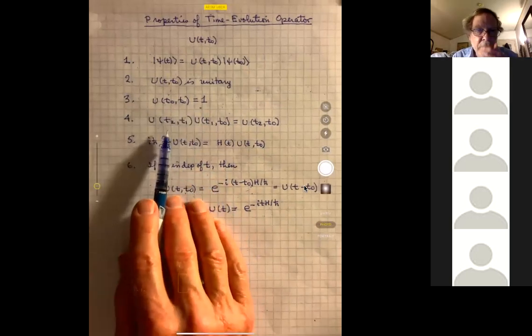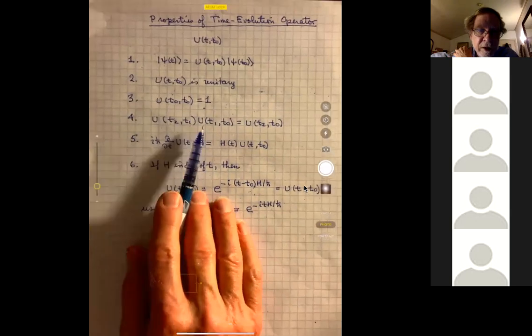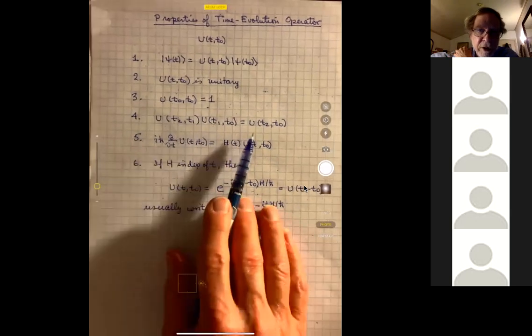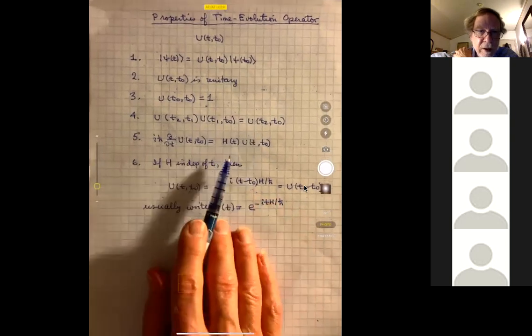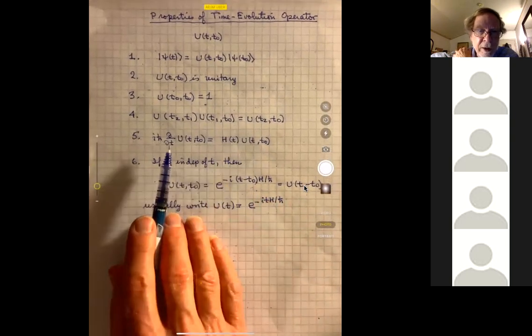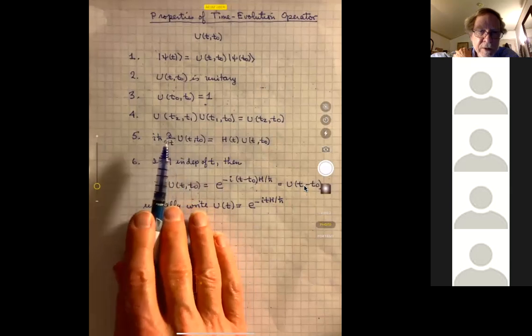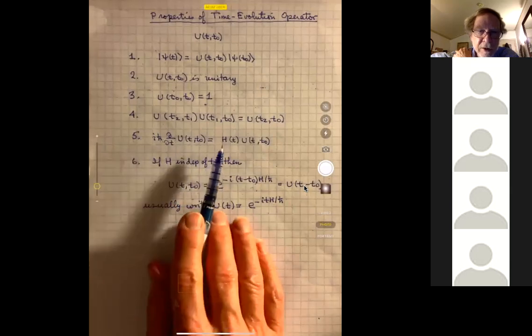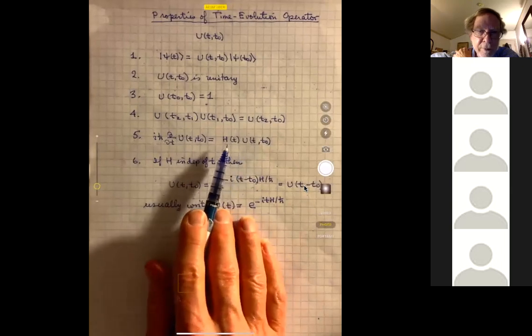It has the composition property that if you multiply it, combining interval t2 to t1 with interval t1 to t0, you can just drop the t1 in the middle and you get U(t2, t0). It obeys a Schrodinger equation, which is that if you differentiate with respect to the final time times i h bar, the answer is the same as the Hamiltonian multiplying U. Now here, for generality, I'm allowing the Hamiltonian to be a function of time.